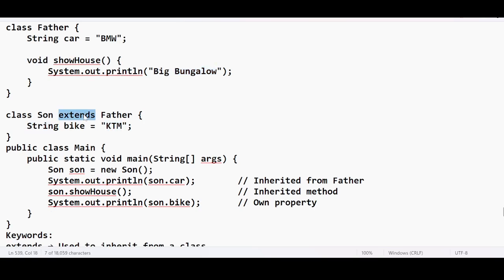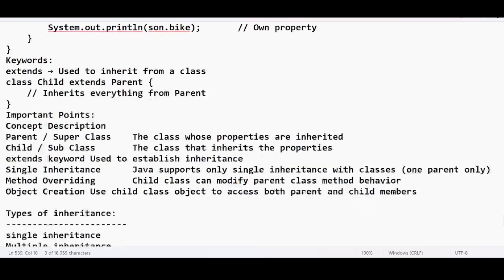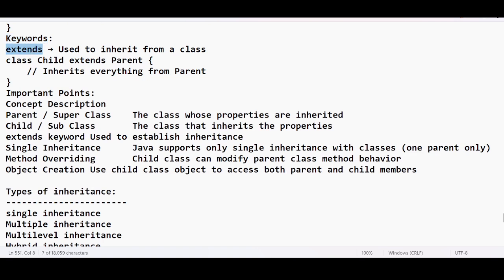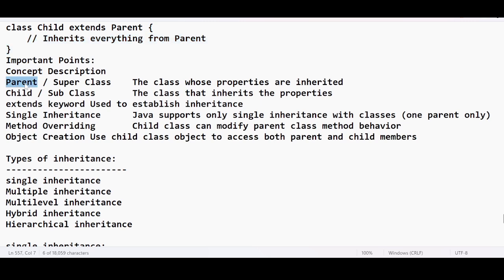And also, the son can inherit properties and behaviors of the parent class. BMW is also available for the son. Big bungalow is also available for the son. Example, I will put this in the notes. You can practice this. Keywords: extends, used to inherit from the parent class to the child class. Child extends parent, inherits everything from the parent. Here is just a concept description. Parent or superclass, child or subclass. The extends keyword is used to establish inheritance.